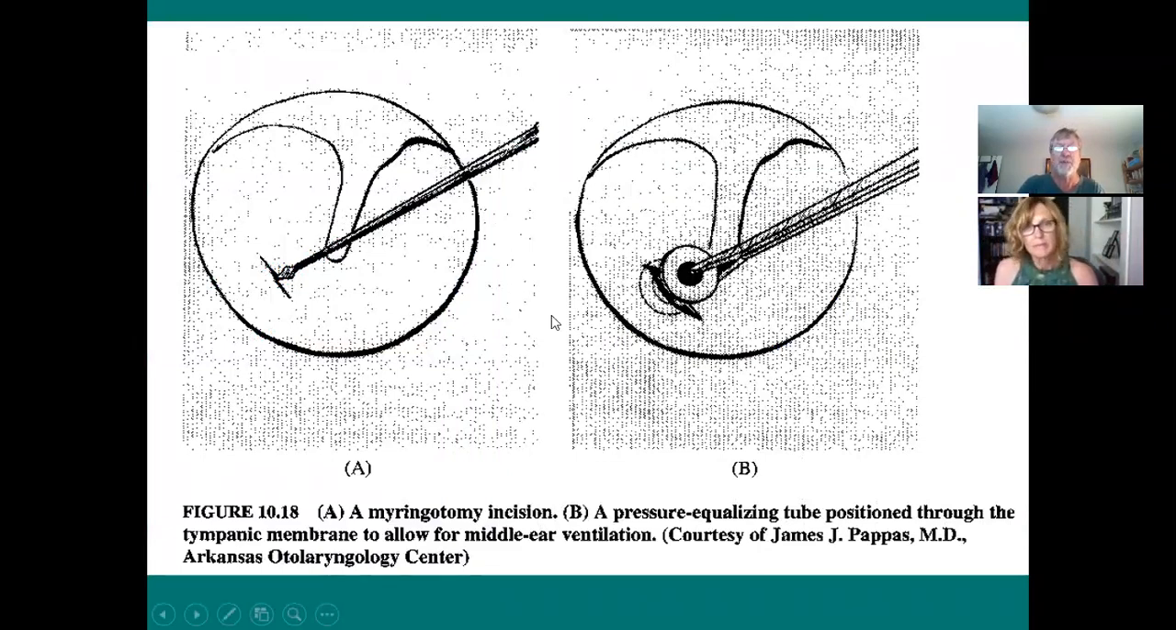Well, here's a picture of a myringotomy incision for otitis media. They're making a slice and putting a tube in the ear. Look at the shape of the tube. It's like a spool, meant so that the spool stays in the hole. And it's due to otitis media.